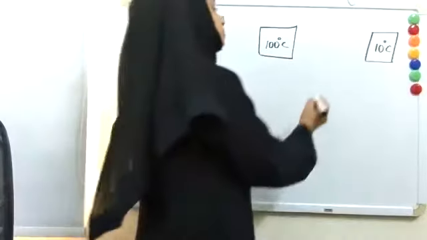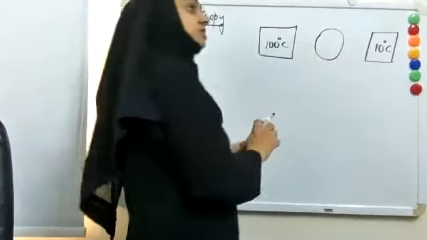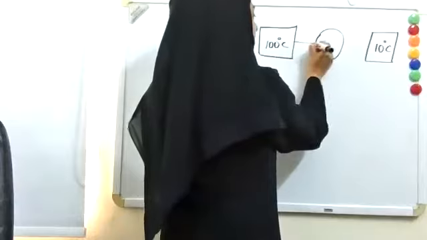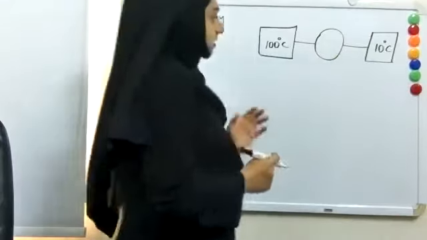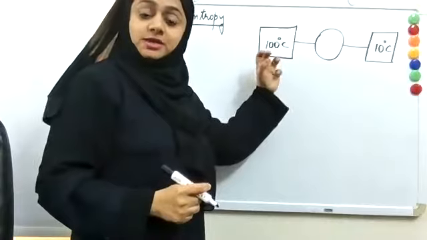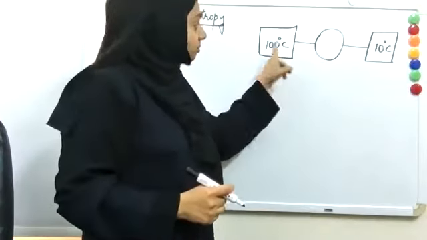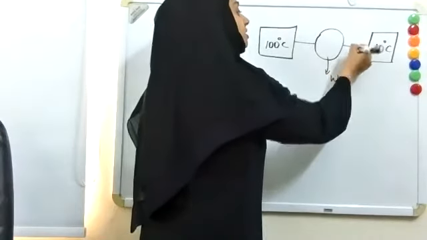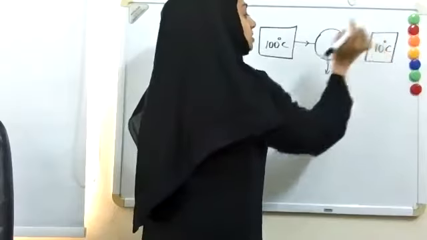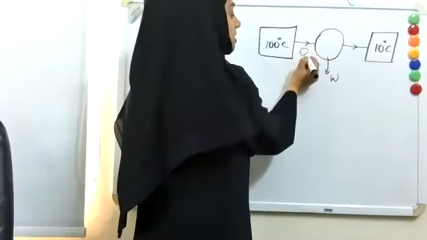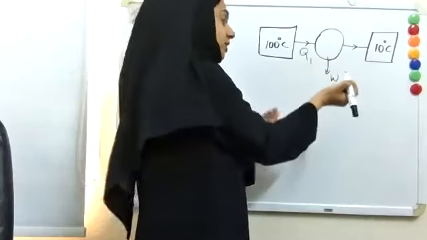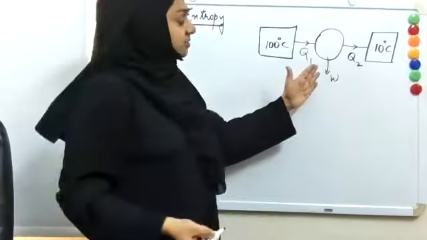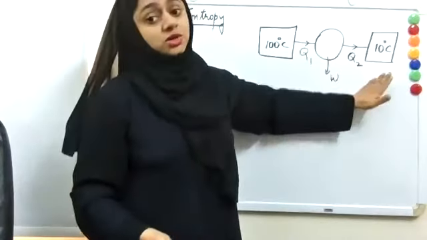Now, if you place a working substance like a gas in between and connect an engine, there is a possibility that you can take heat from the hot body, convert a part into work, and give the remaining to the cold body. Suppose you take an amount of heat Q1, convert part of it to work, and give back the remaining amount Q2 to the cold body.